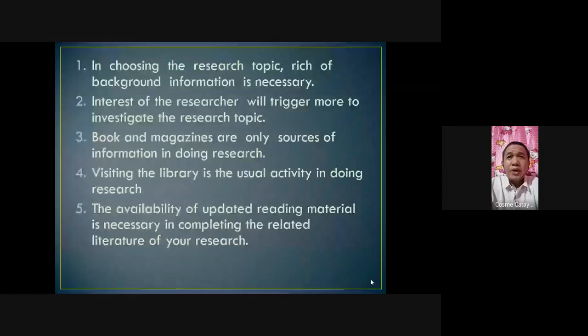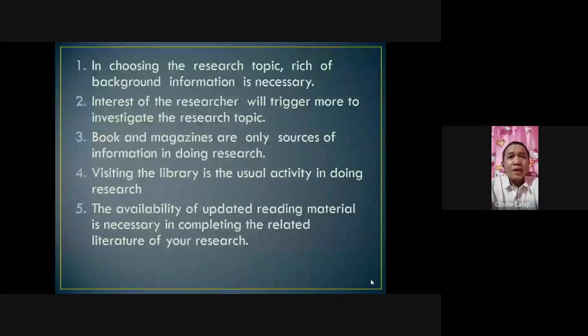Write true if the statement is true and write false if the statement is false. Write your answers in your activity notebook. Number one, in choosing the research topic, rich background information is necessary. Number two, interest of the researcher will trigger more to investigate the research topic.